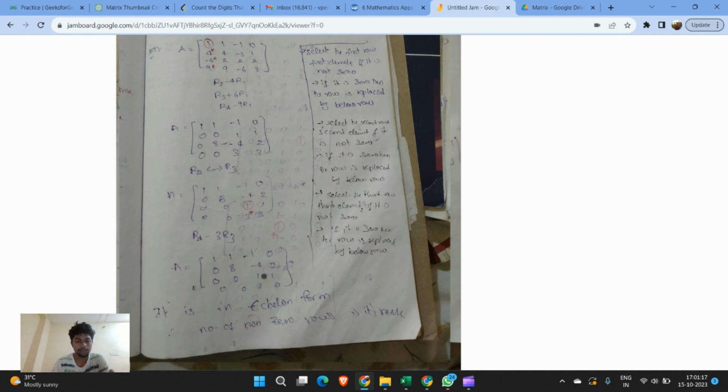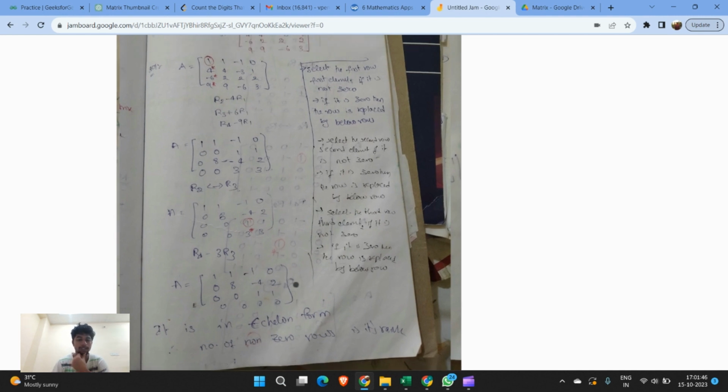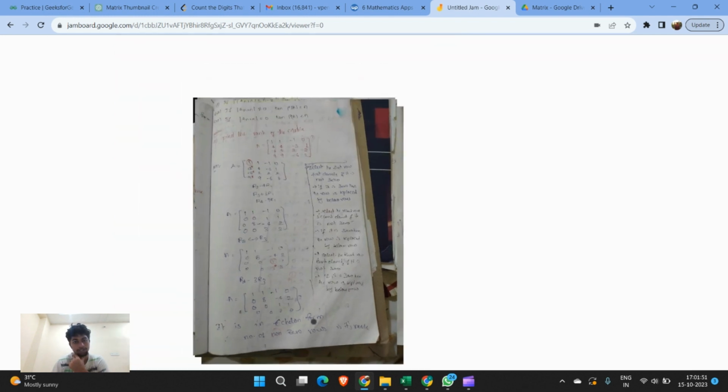If you look at this matrix, you can see that from top to bottom the number of zeros is increasing. In this row, only one zero. In this row, there are two zeros. In the last row, all four are zeros. So based on this, the rank of this matrix becomes 2. Sorry, 3. The number of non-zero rows is 3, so that's why the rank of this matrix is 3.